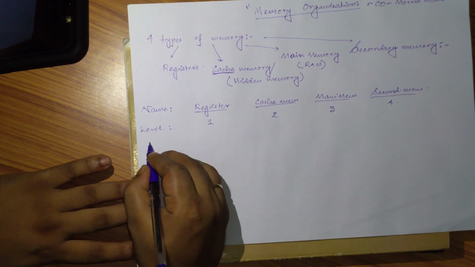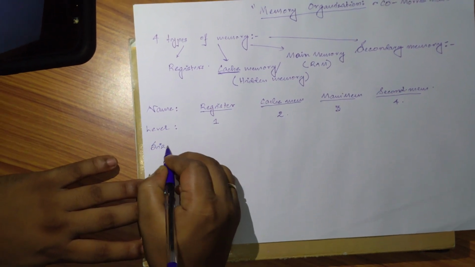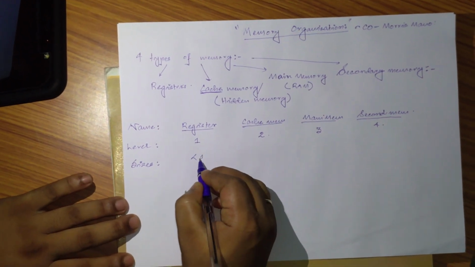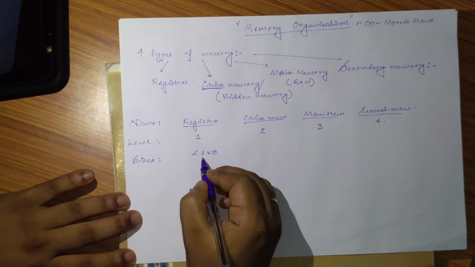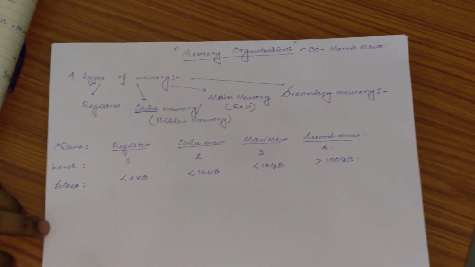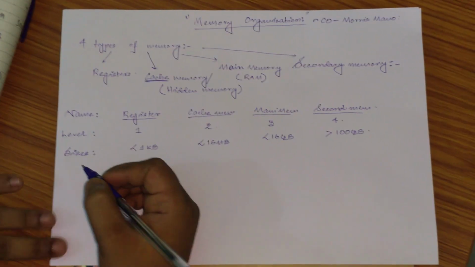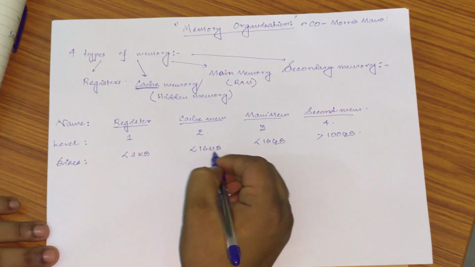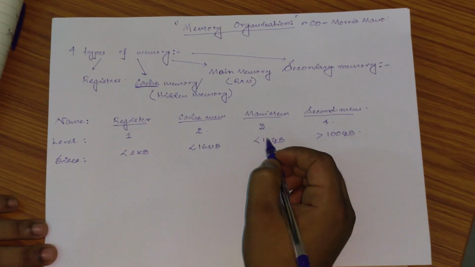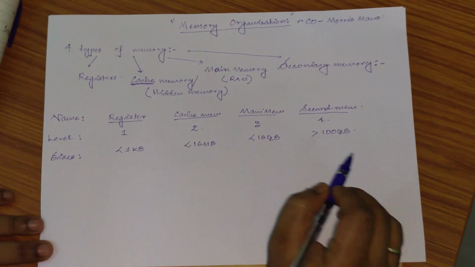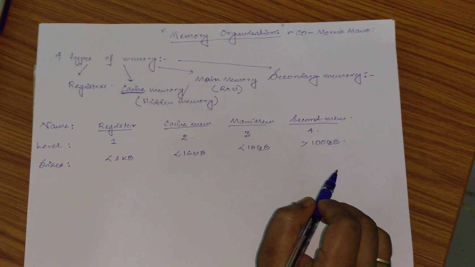Now if we compare the sizes, generally the register is less than 1 KB, it is the smallest memory, but it is also the costliest one. Cache memory is generally less than 16 MB in a typical computer, not mandatory. The main memory is less than 16 GB and the secondary memory is generally greater than 100 GB.